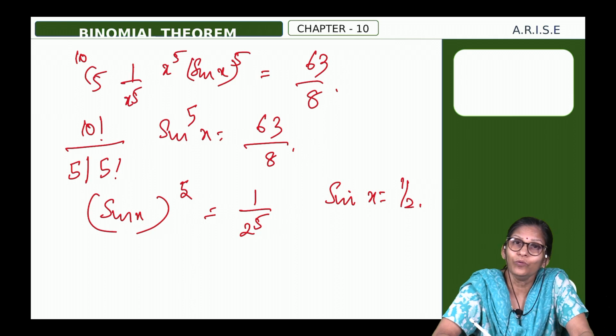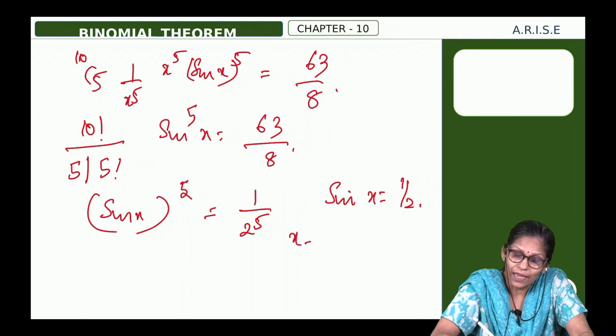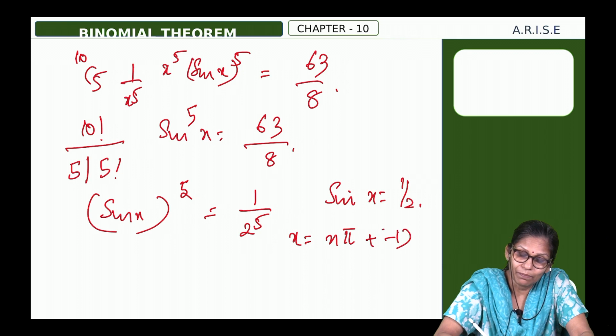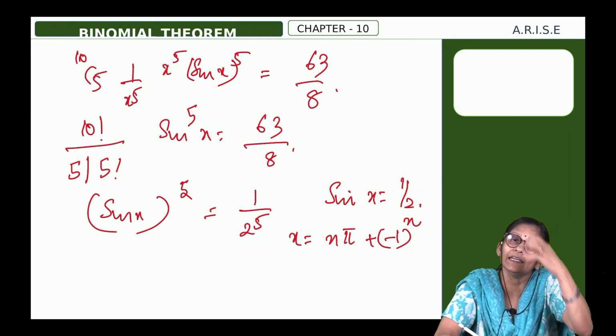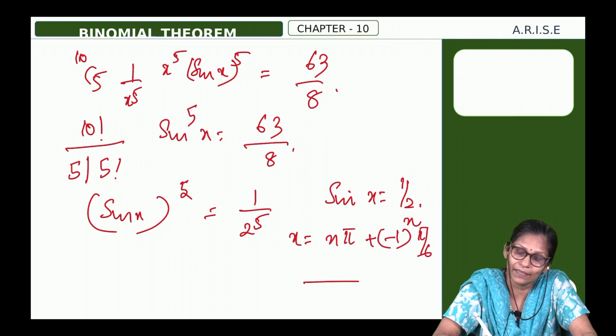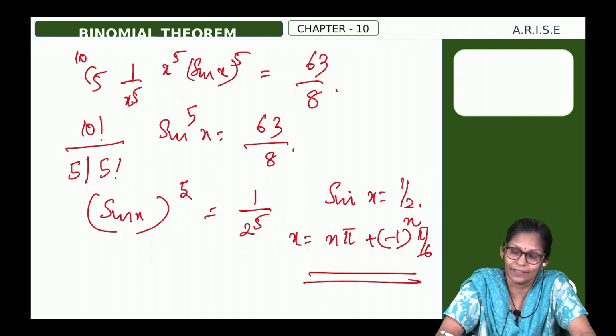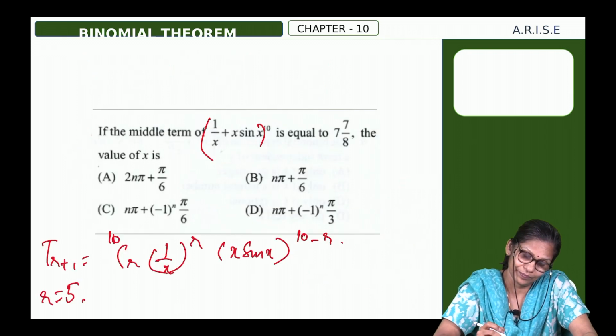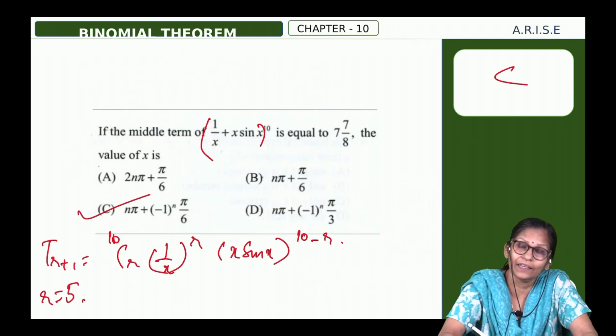making sin x as 1 by 2. So, the general solution is x is equal to n pi plus minus 1 raised to n, because one value of sin x is 1 by 2 is 30 degrees, that is pi by 6. So, the general solution will be n pi plus minus 1 raised to n into pi by 6. That is your final answer. Option C is your answer.